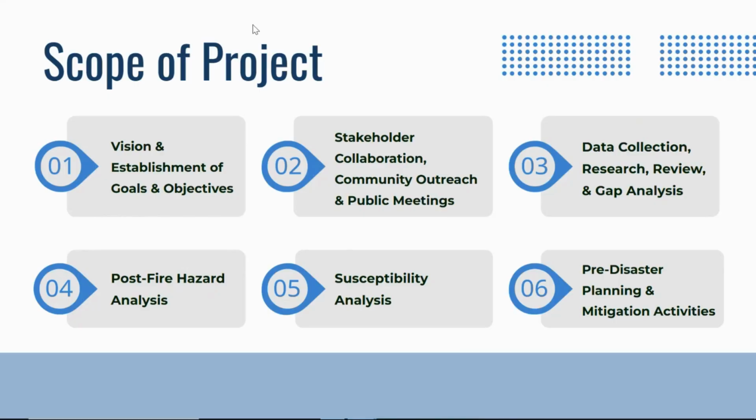We look at a bunch of different hazards that are all related to post-fire. So what happens after the fire burns. And then some of those hazards include flooding, which SGM has modeled some flooding scenarios that Jeff will talk about a little bit later. And then we look at this susceptibility analysis piece, and the susceptibility is really how do the hazards intersect with the values at risk.